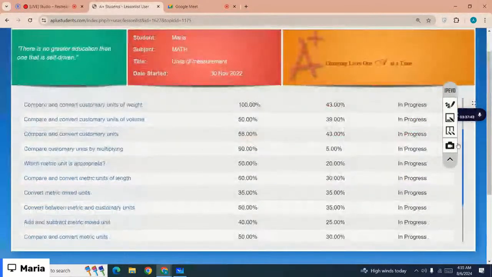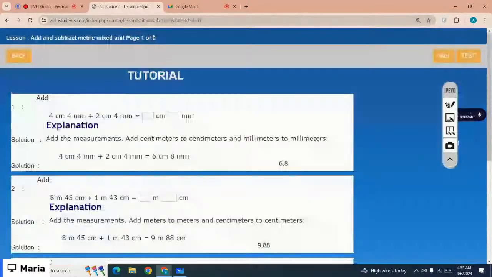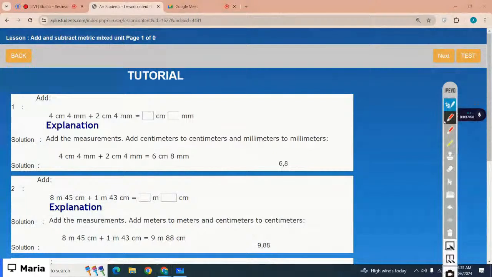The next lesson is add and subtract metric mixed units. Let's just start with the lesson. Okay, so you need to add 4 centimeters 4 millimeters plus 2 centimeters 4 millimeters. When adding, subtracting or multiplying the units, you always add the same units. You add centimeter to centimeter and millimeter to millimeter, right? So 4 centimeters plus 2 centimeters is 6 centimeters and 4 millimeters plus 4 millimeters is 8 millimeters. So that is 6 centimeters and 8 millimeters.